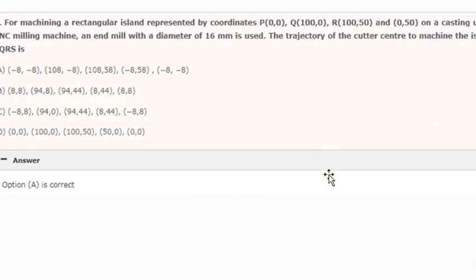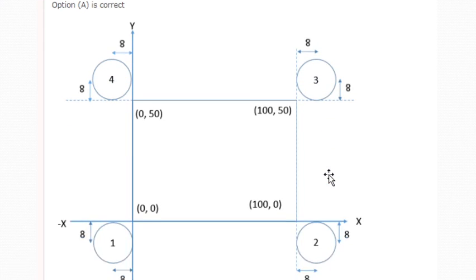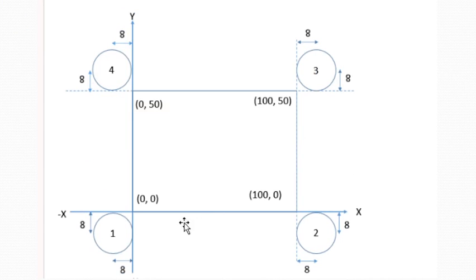Let's sketch. P, Q, R, S, points 1, 2, 3, 4. It's a 16 mm diameter cutter. The trajectory of the cutter path is in this direction, 1, 2, 3, 4. It's the center of the cutter. This one, cutter offset value, we have already discussed. Cutter offset compensation: the diameter of the cutter is 16, therefore the radius is 8. This is the cutter movement from point 1 to 2, 2 to 3, 3 to 4, and 4 comes back to the first position 1.